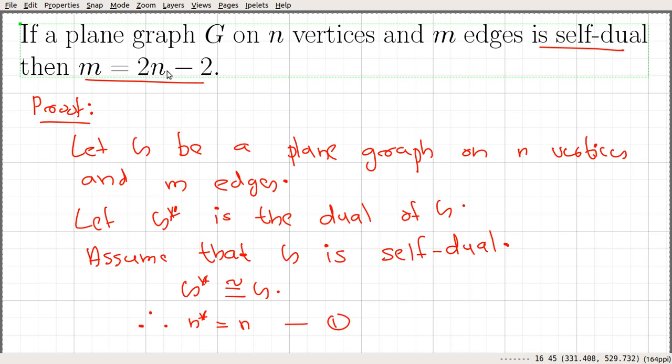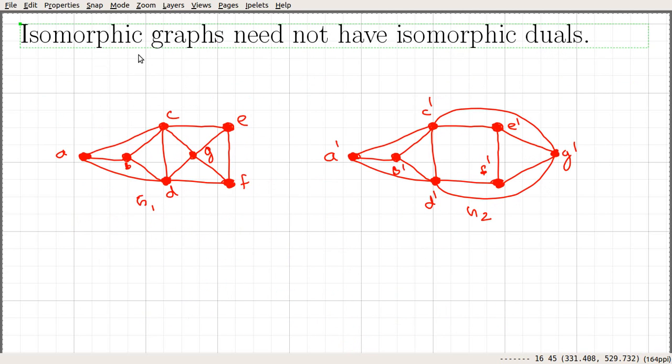Next, normally we ask this question: suppose that we have two graphs G1 and G2 that are isomorphic, then are the duals of G1 and G2 also isomorphic? That is not going to be true in general, and that's what we are going to show next. Isomorphic graphs need not have isomorphic duals. So this is an example that demonstrates this statement. Let's consider these two graphs G1 and G2 and their duals, and see what happens.